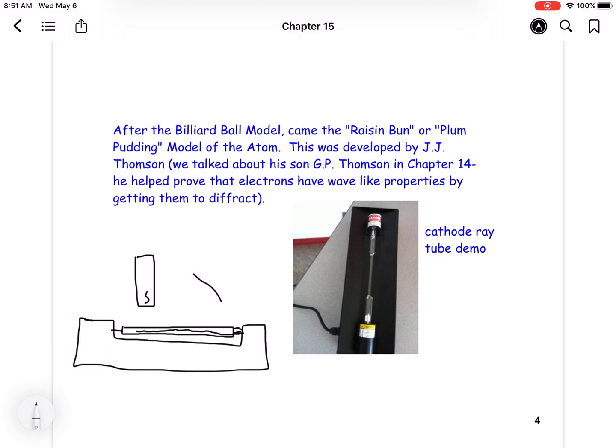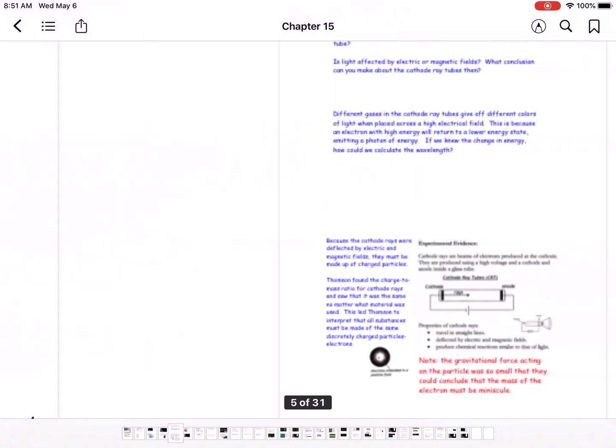So there are three important things. First of all, the gas is glowing. Magnetic and electric fields affect it, and the gas changes color depending on what element is in the tube. Those are the three things that J.J. Thomson realized in order to view his thing.